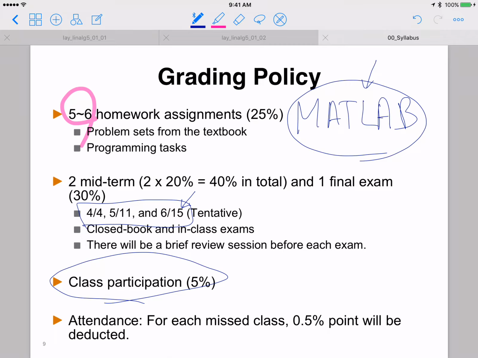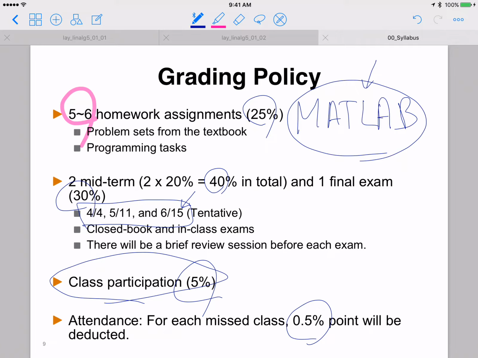Okay, so I have some programs that I wrote to give more probability to those students who missed more classes. And with the higher probability, those students will be sampled for the attendance call. Okay. And out of 100 points in total, we have 40, 30, and 25, and with this 5%, we have 100%. But if you miss one class, then I will deduct 0.5% from your total score at the end.